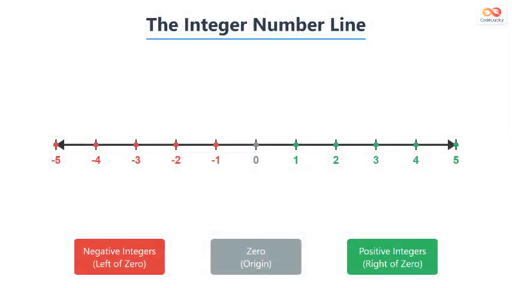The best way to visualize integers is by using a number line. As you can see here, 0 sits right in the middle. It acts as the origin point. To the right of 0, we have the positive integers. To the left of 0, we have the negative integers. This line extends infinitely in both directions.